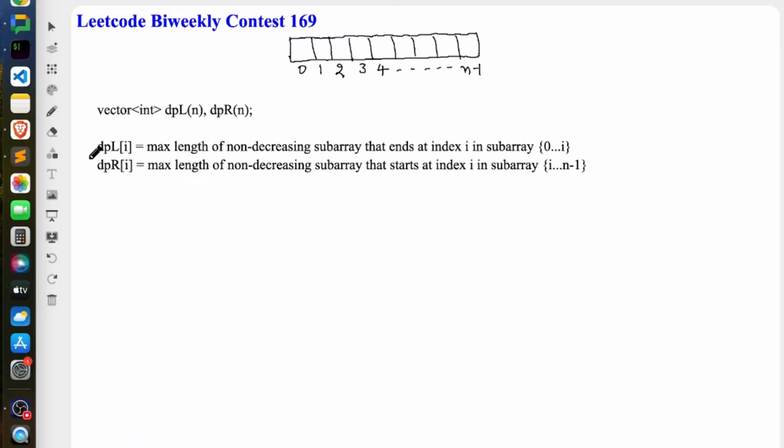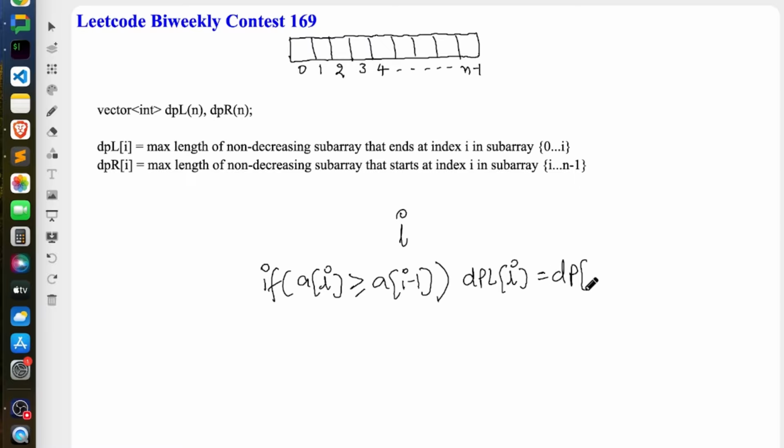So we can easily build this dpl and dpr. So let's say for any index I want to build the dpl of I, right? So if the number at index I is greater than or equal to a of I minus 1, if this number is more than or equal to the previous number, then dpl of I is nothing but what is my dpl of I minus 1? What is the maximum length of non-decreasing subarray at index I minus 1? Then I can append this number, right? So plus 1.